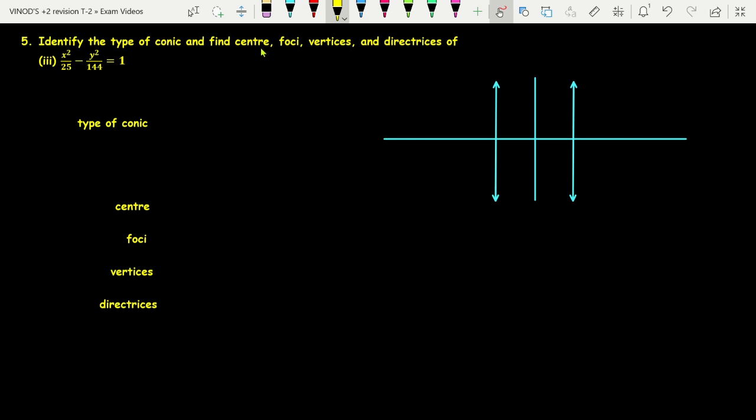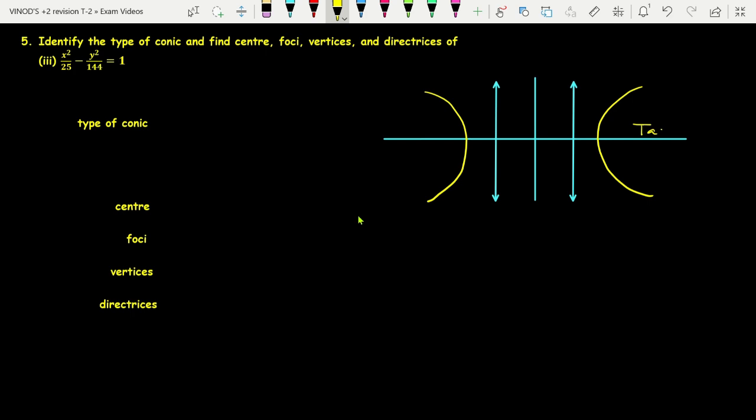Exercise 5.2. Problem number 5. Identify the type of conic. Find the center, foci, vertices and directrix of the equation x square by 25 minus y square by 144 is equal to 1. Here, because you have minus, it is hyperbola, and the first term numerator is x square. First term numerator is x square means it is regular hyperbola.